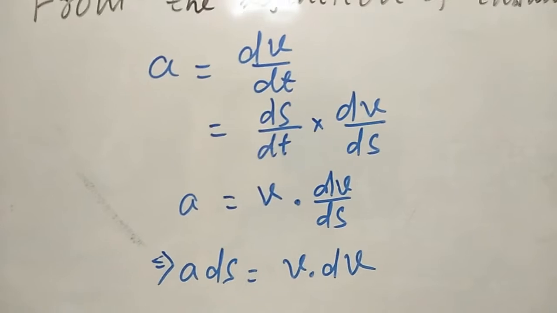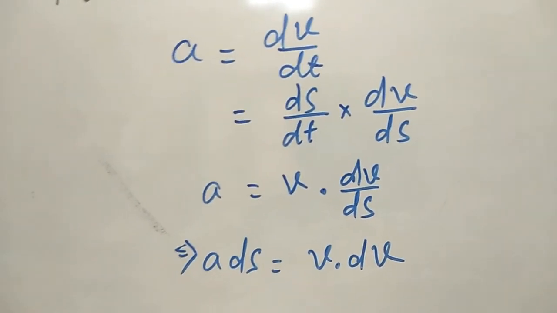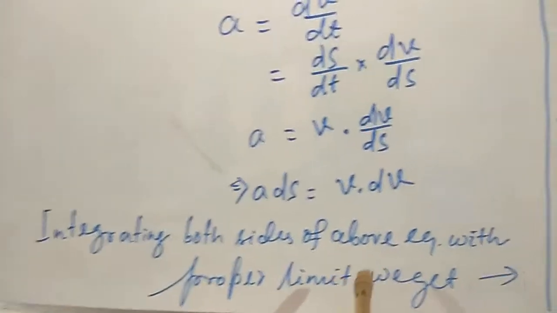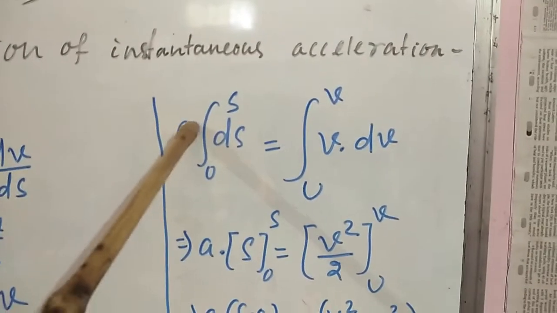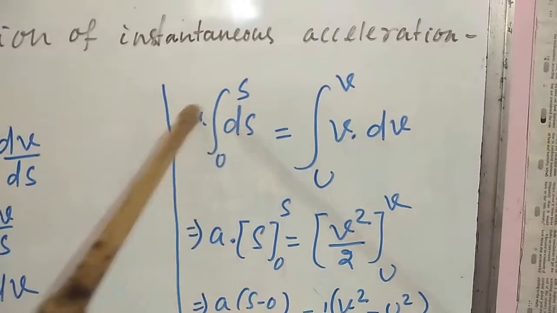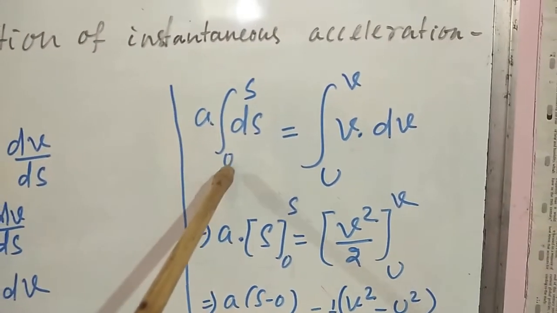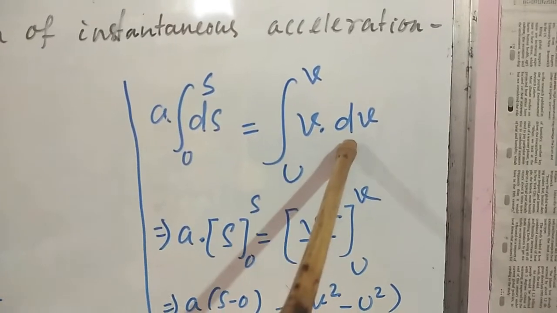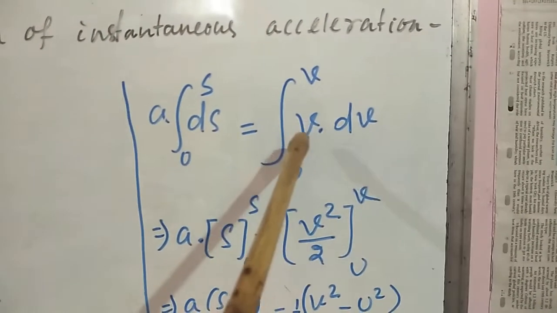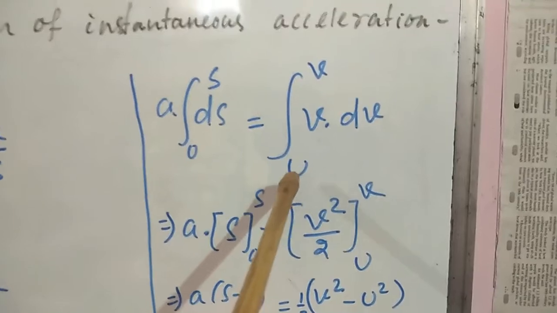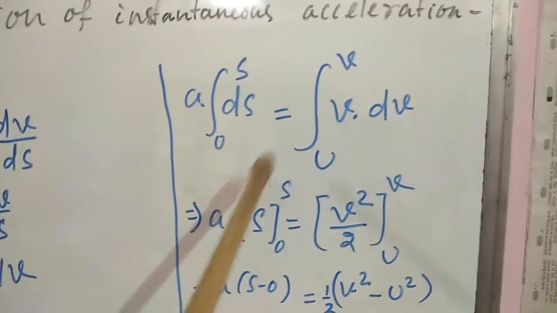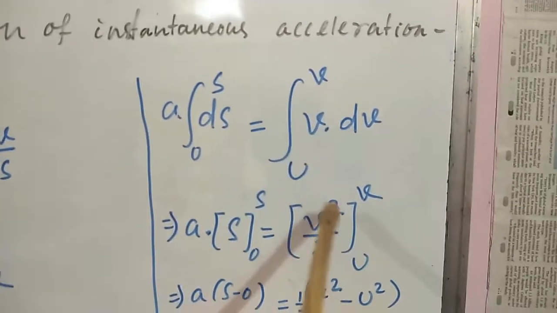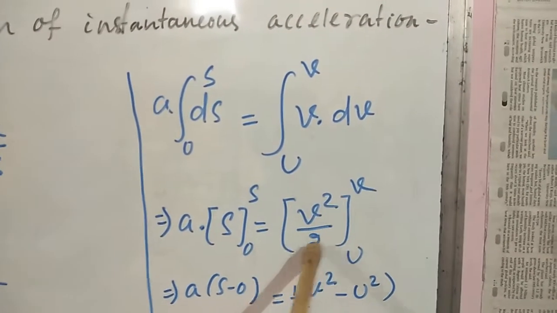Now we will do integration. Integrating both sides of our equation with proper limits, we get integration of a ds. Integration over s is there, so a is taken out as a constant, and the limit is 0 to s, already discussed. And v dv: integration over v is there, therefore v is inside the integration. Then velocity changes from u to v, so u to v is written. So a ds from 0 to s, and v to the power 1, you know the formula, v to the power 1 plus 1 by 1 plus 1, so v square by 2.